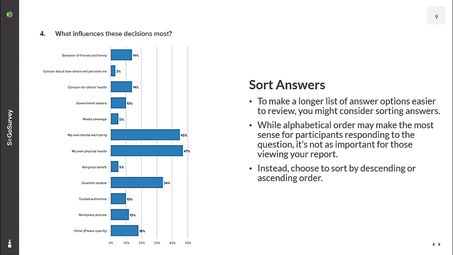Sort answers. To make a longer list of answer options easier to review, you might consider sorting answers. While alphabetical order may make the most sense for participants responding to the question, it's not as important for those viewing the report. Instead, choose to sort by descending or ascending order.